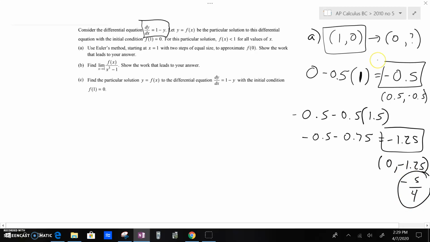Showing the Euler's method, so actually just showing your work for the 2 steps, is worth a point. And then coming up with a solution for f of 0, or an approximation for f of 0, is worth a point.